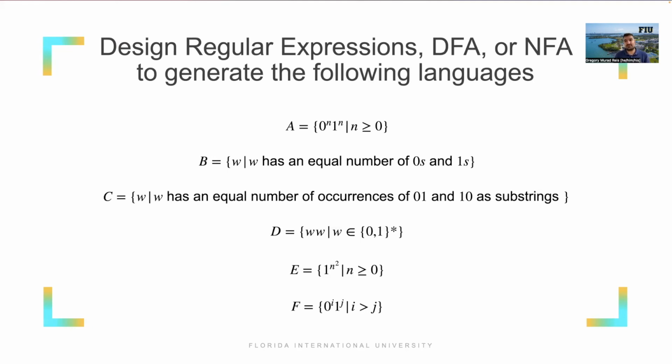In D, it's an even harder problem. The word has to be followed by itself. So Greg, Greg, FIU, FIU. In E, I need to count the occurrences of 1 based on a criteria n squared. I also need to count. And in F, zeros followed by 1s, as long as the number of zeros is always greater than the number of 1s. The only way I can accomplish that is having an infinite amount of DFA or NFA to account for the number of zeros and the number of 1s. So you see that the common pattern I extract from these problems is that I can't count.